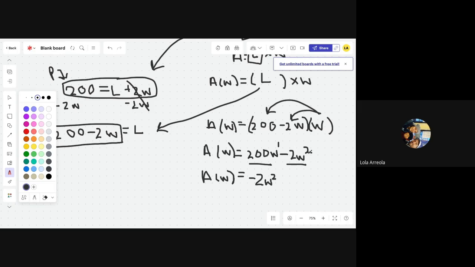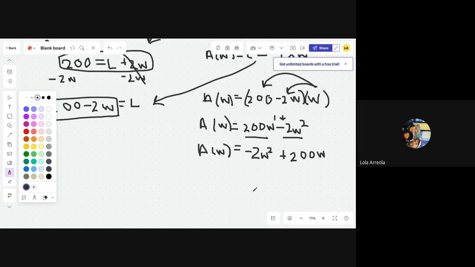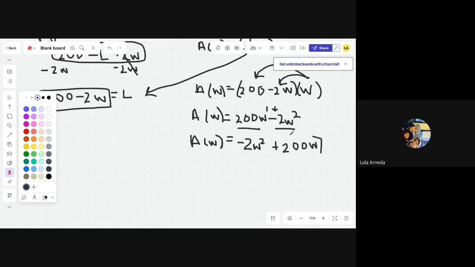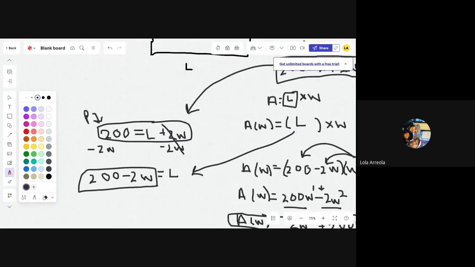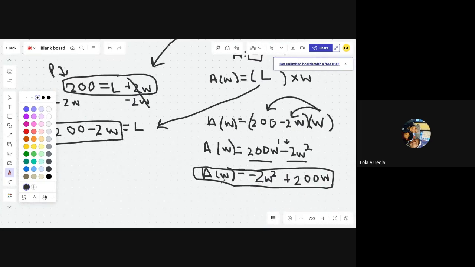Again, when I put this value in front, I have to remember to also attach the sign. So it's negative 2W squared, not just 2W squared. And then this one has a sign, 200W is plus 200W. There's no negative or subtraction in front. Okay, so I just rewrote the problem with the leading term in front. Now I have my area as a function of W, as a function of width. Okay, perfect. So I just solved for area. This is my length times width equation, my area.